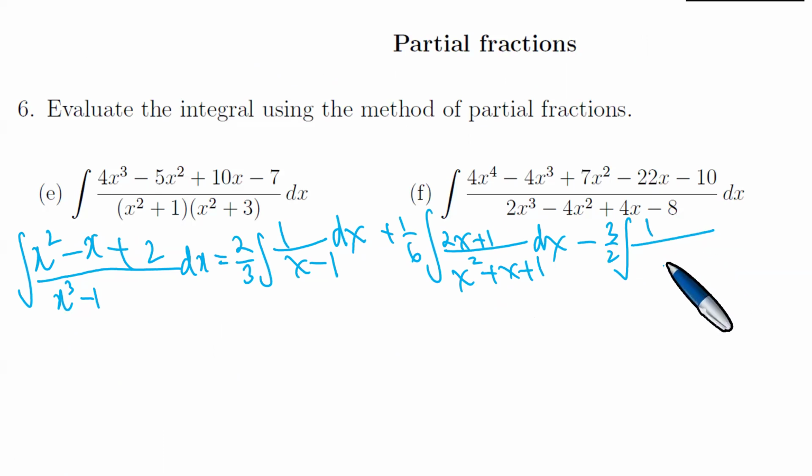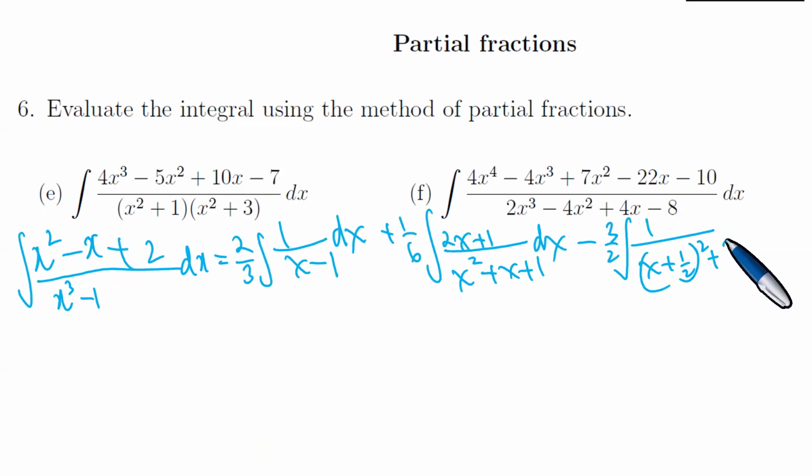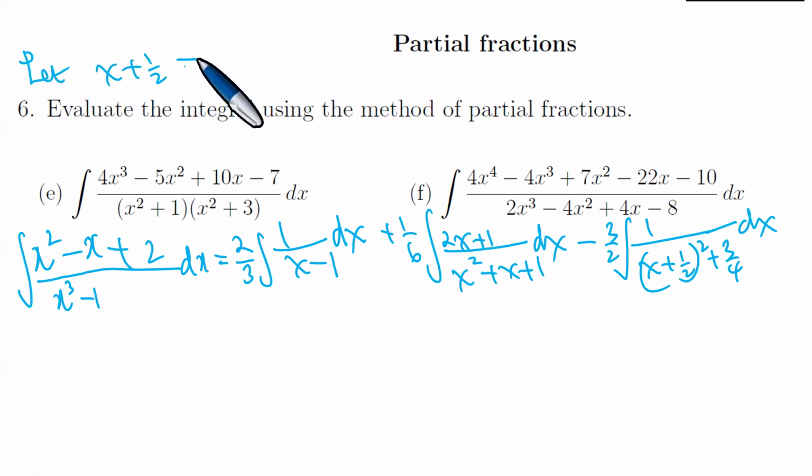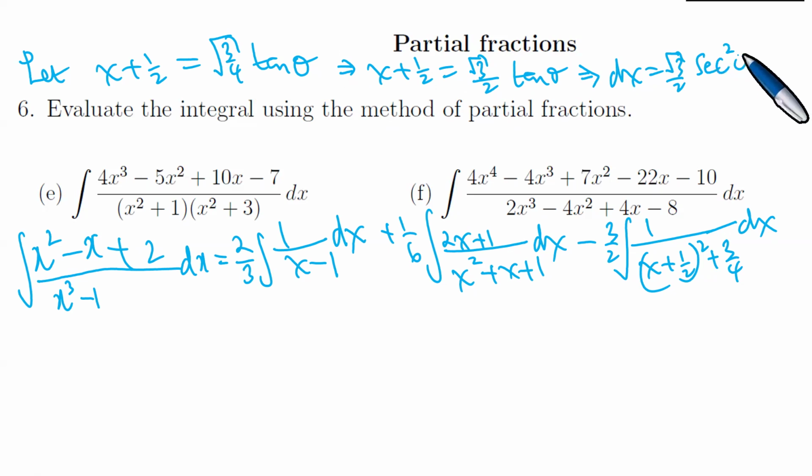One over... So you need to let x plus 1/2 be the square root of 3 out of 4, the tangent of theta. This means that x plus 1/2 is the square root of 3 out of 2 tan theta. This means that dx is the square root of 3 out of 2 sec squared theta.